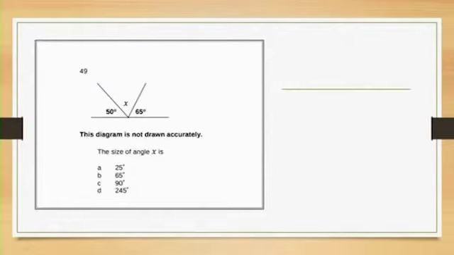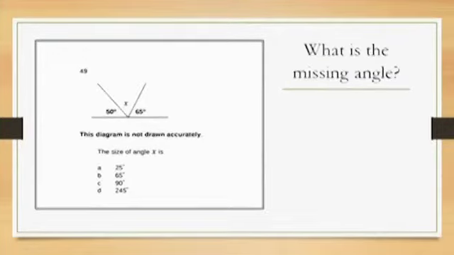So the first question, as you can see from the diagram, you have angles on a straight. Now, this diagram is not drawn accurately, however, you can see the degree of angles on both sides, and x is unknown. So you're asked to find the size of angle x. What information do you need to access this particular question?